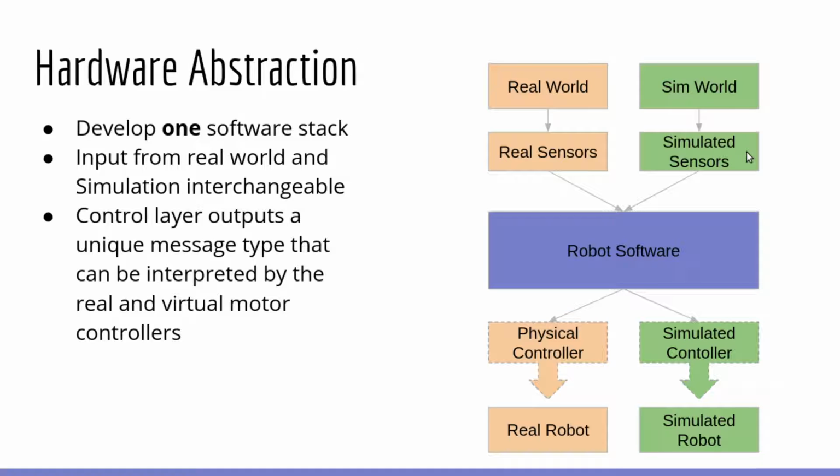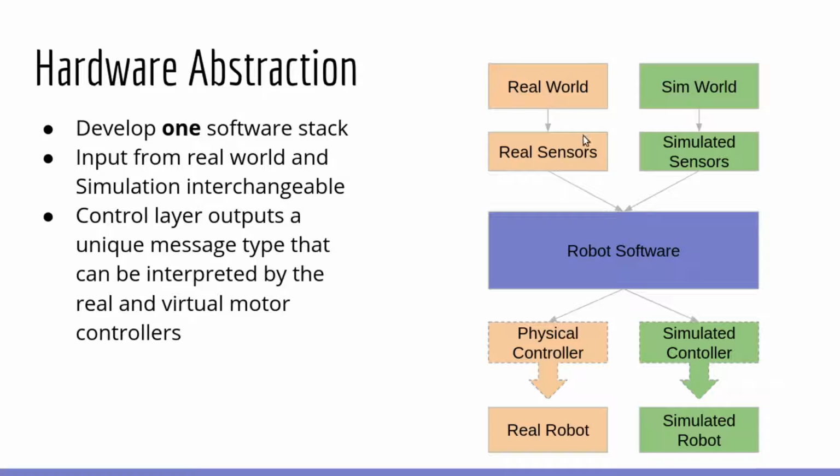So what is hardware abstraction? Hardware abstraction is a general idea that you can develop one piece of robot software and run it on any type of supported hardware. Any type of hardware that supports whatever sort of abstraction layer that you're using. And so this is a big part of ROS, and especially the way it works with simulations.